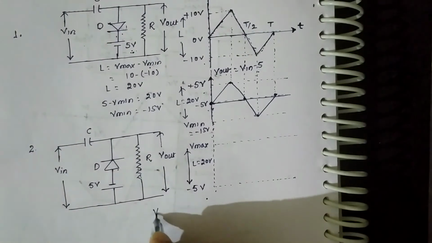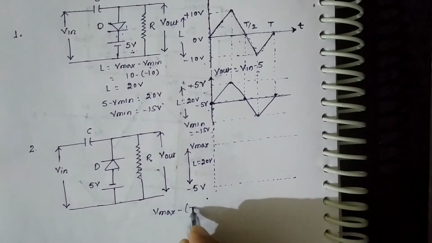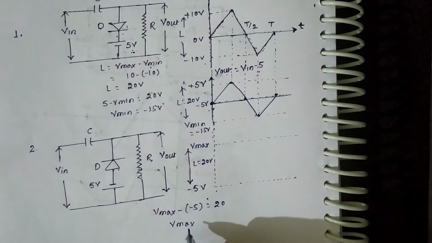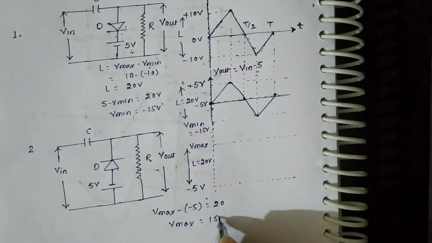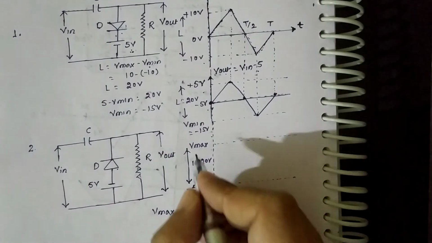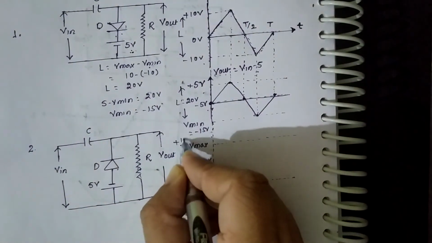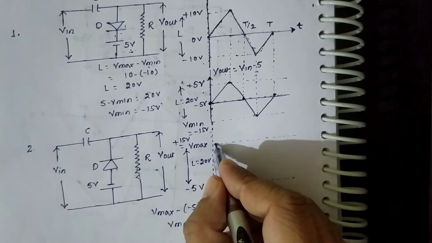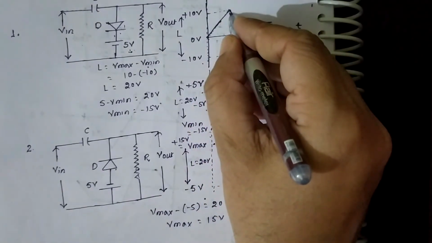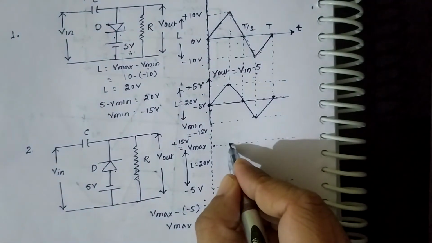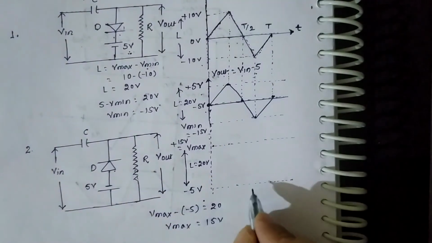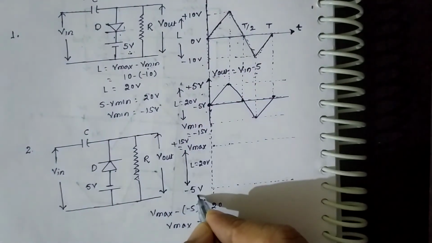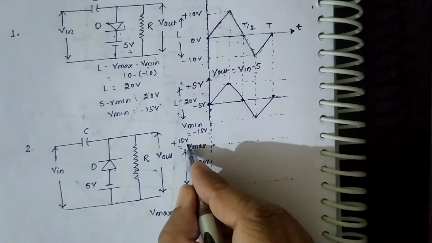So what is V max? V max minus 5 equal to 20. So the V max is 15 volt, right? So this point is plus 15 volt. So the range of output is from minus 5 to plus 15. The top point of the input will be shifted to the top of the output, and the bottom of the input will be shifted to the bottom of the output. So minus 10 is shifted to minus 5 and plus 10 is shifted to plus 15.